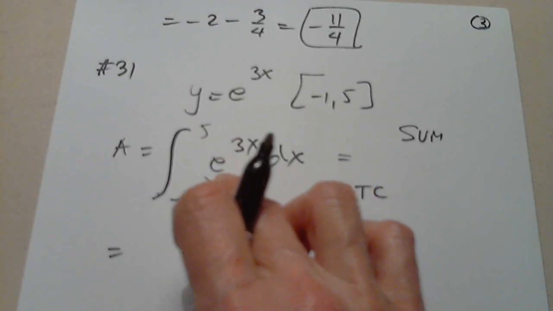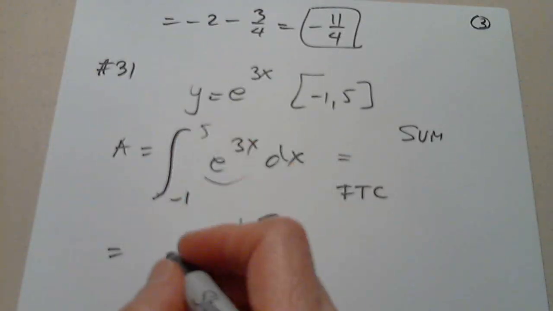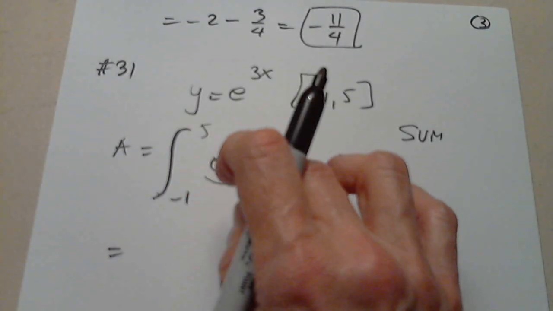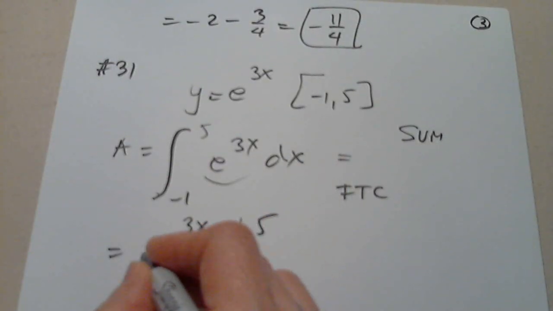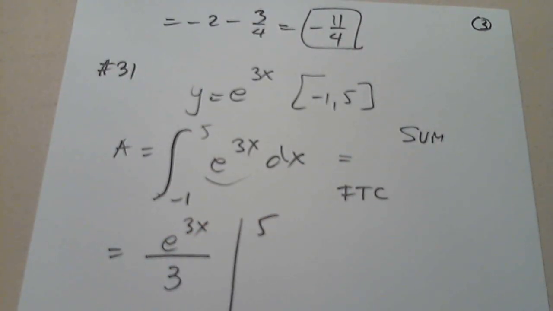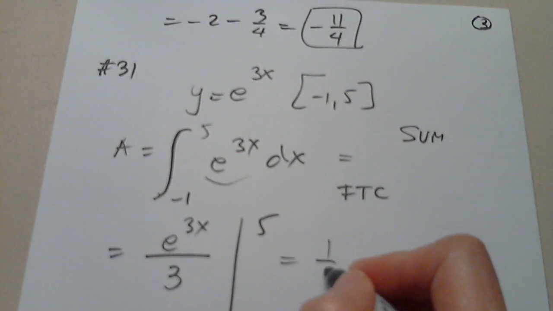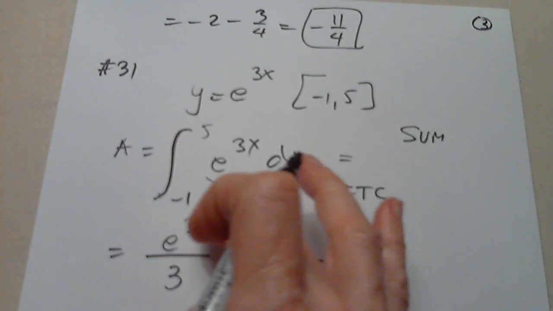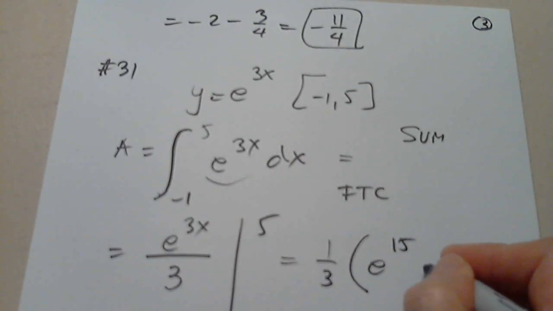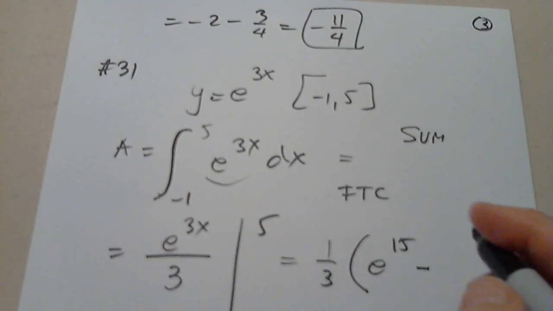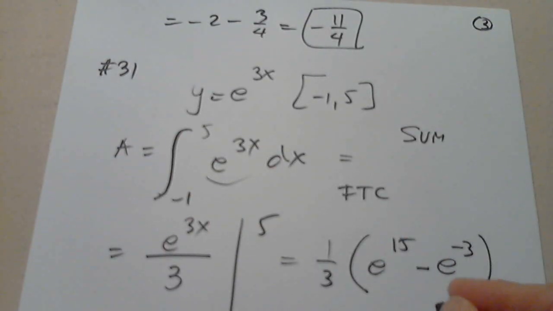Remember we had a general example, so which function prime is this? It is e to 3x over 3. Careful. Please take 1/3 outside, plug in 5, e to the 15th, minus when you plug in -1, e to -3. This is the exact answer.